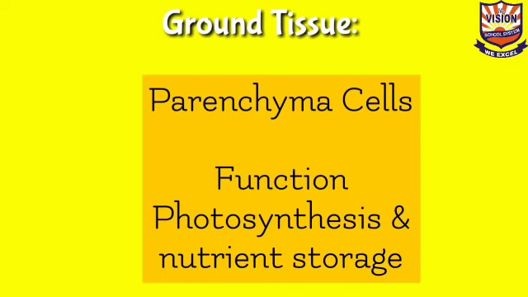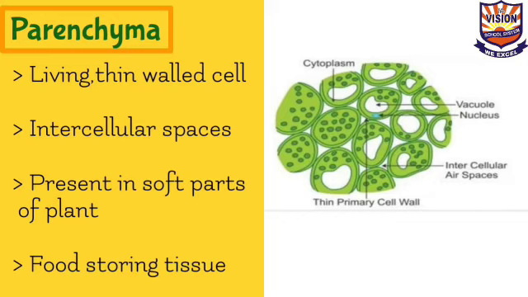The second system is the ground tissue system. The major cells of the ground tissue are parenchyma cells, and their function is photosynthesis and nutrient storage. Parenchyma consists of thin-walled living cells. These cells have intercellular spaces and they are present in all the soft parts of the plant, like in the pulp of fruit and endosperm of many seeds. The function of parenchyma is to store food.